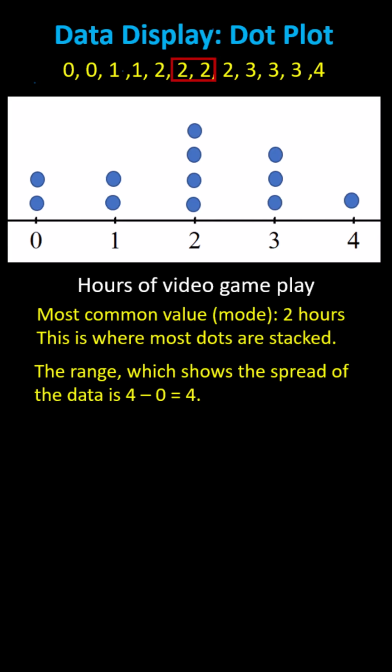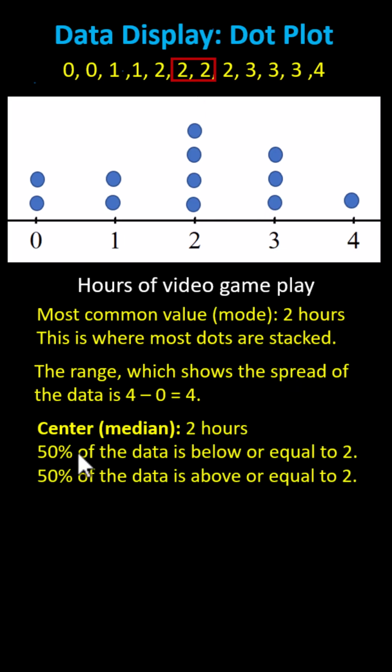Let's first determine the median. The median is the data value in the middle when the data values are ordered from least to greatest, which they already are, but because we have 12 data values, there's two data values in the middle. When this occurs, we take the mean of the two middle values, which still gives us a median of 2. This indicates 50% of the data is below or equal to 2, and 50% of the data is above or equal to 2.